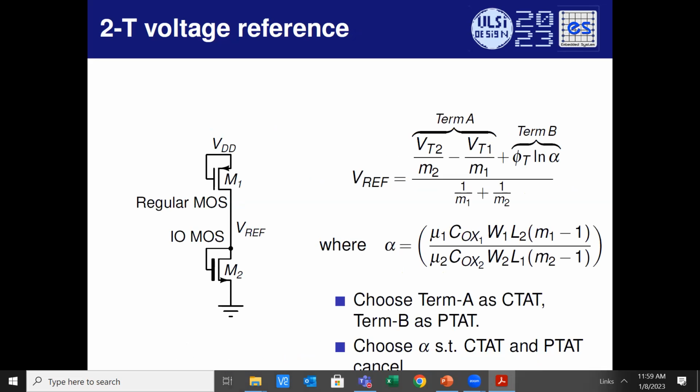Once you solve, this is pretty much what you're going to get. VREF is going to be some complicated expression like this. In this expression, alpha is, again, mu1, COX1. These mu1, mu2 are different because they are different flavors of MOSFETs. COXs are different. W1, L1, W2, L2, of course, these are different. And M1 and M2, these are called the subthreshold slopes. These are also different. Everything is different. However, you'll get some ratio over there. Okay, ratio not equal to 1.